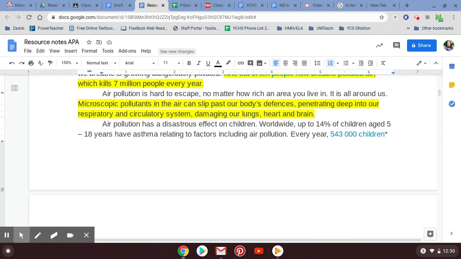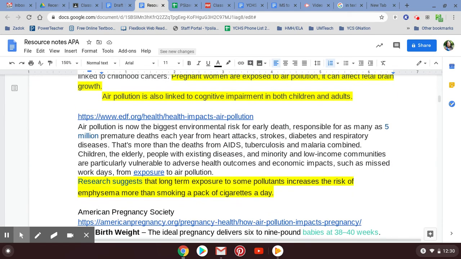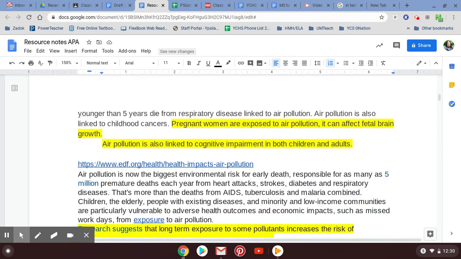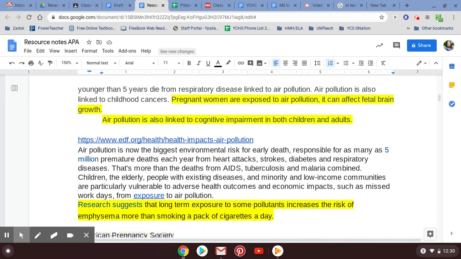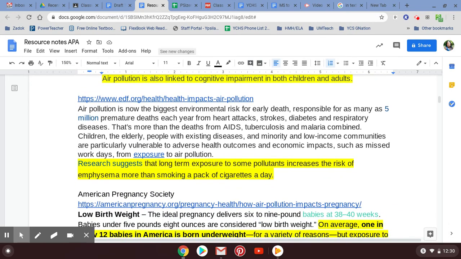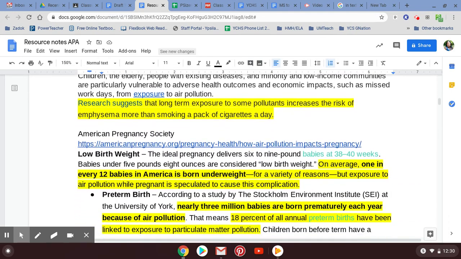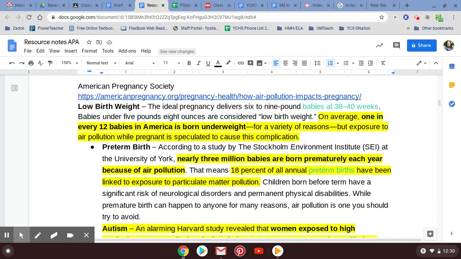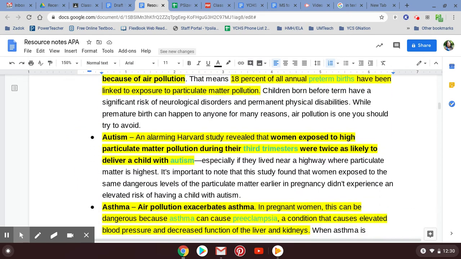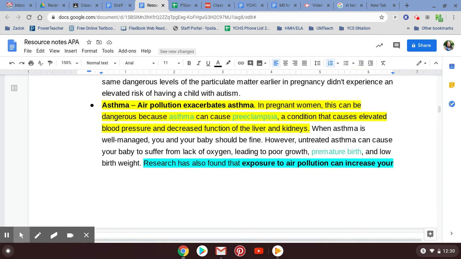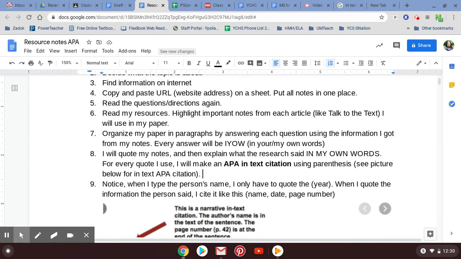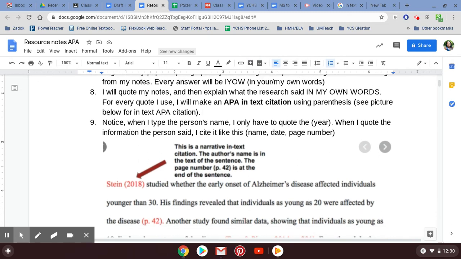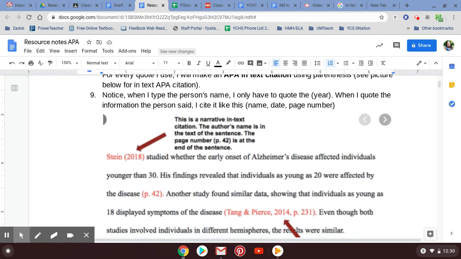So, for example, I have research about air pollution. If you remember, I highlighted different parts. So now I want to think about which quotes I'm going to use and what I'm going to use first. So I'm reviewing, taking a look at my highlights. Okay, I have an idea what I want to do. So now I'm going to get ready to start writing, but before I do, I want you to take a look at this.